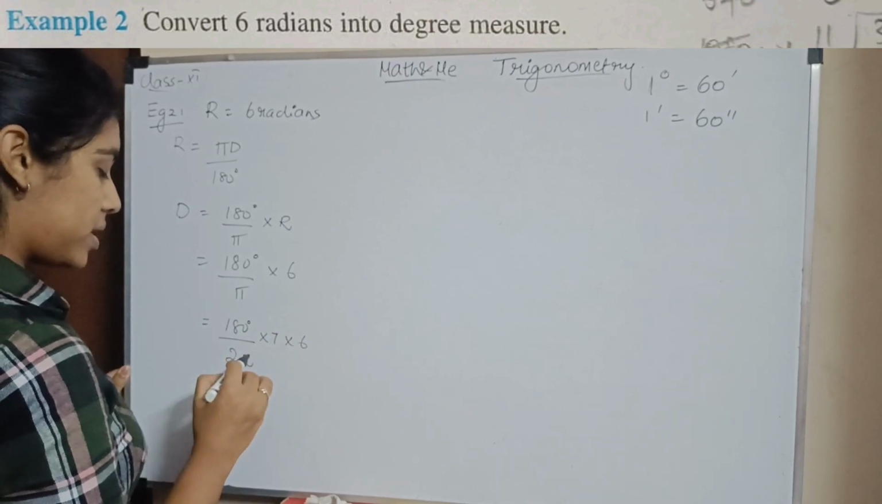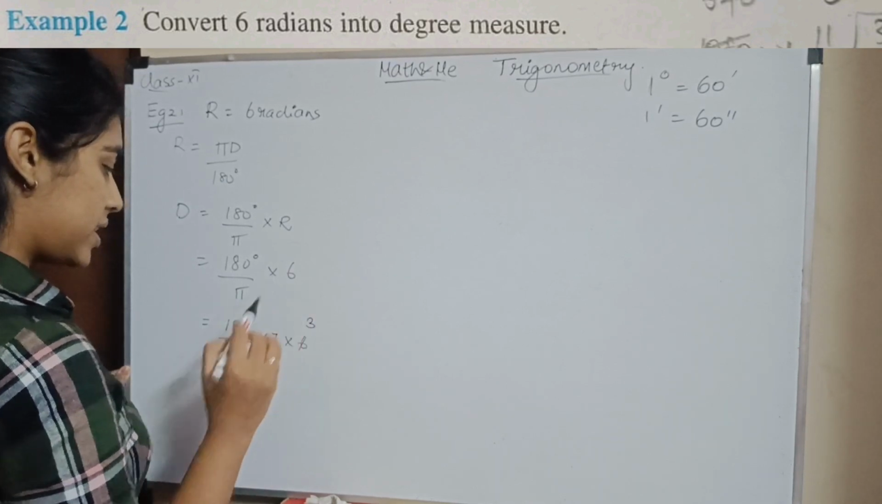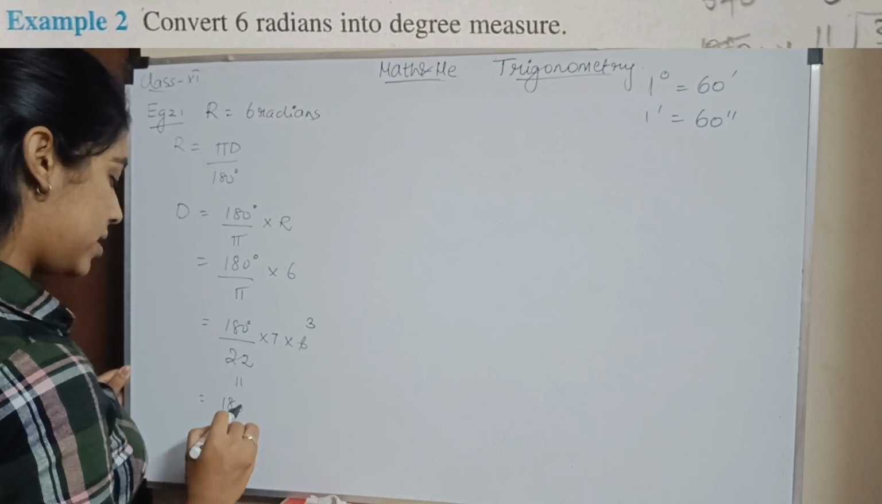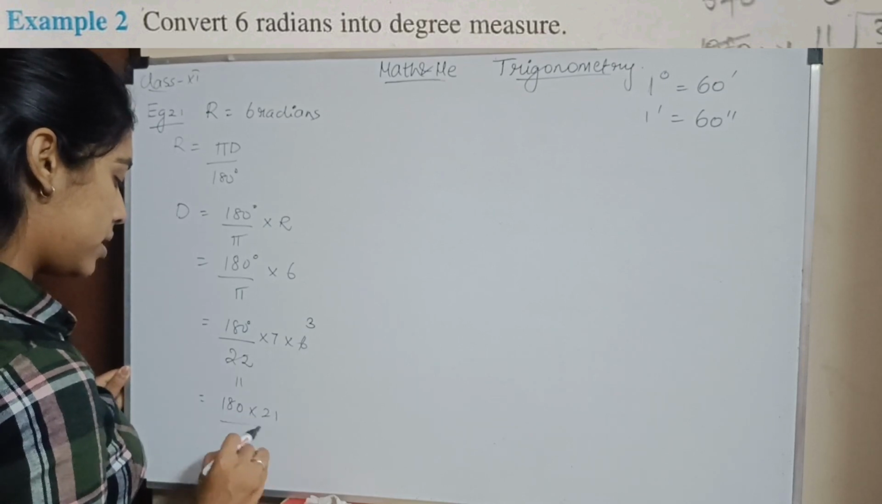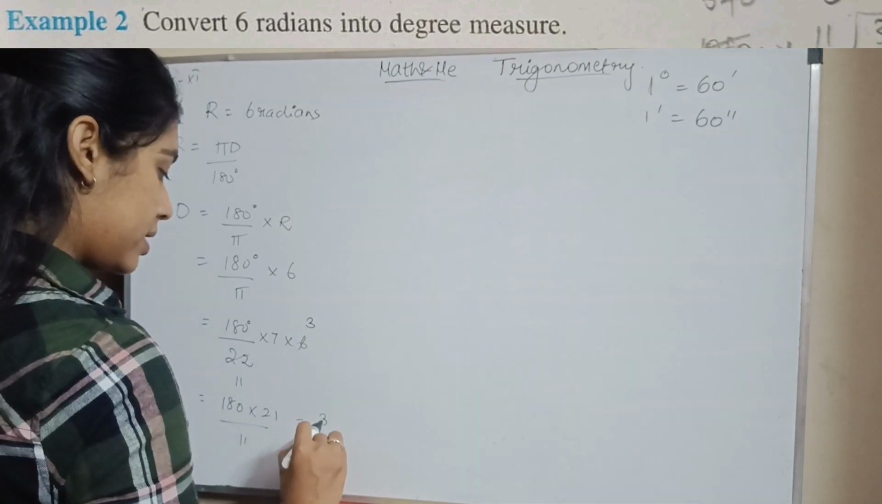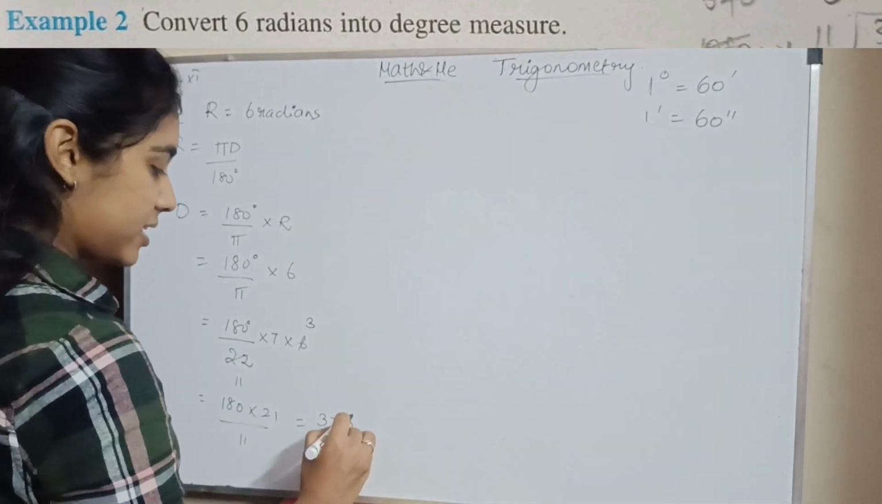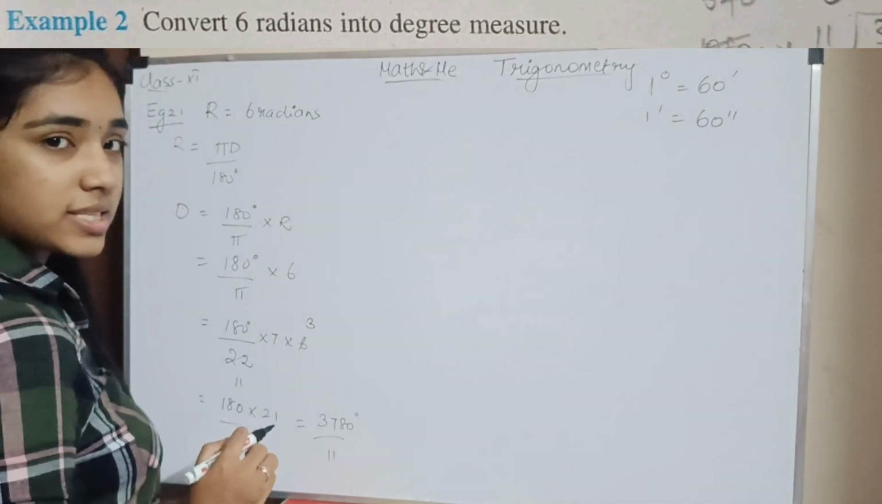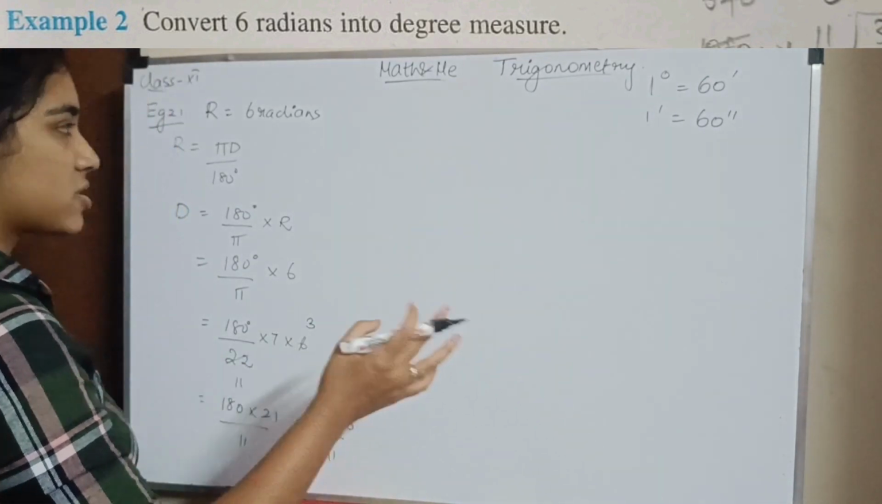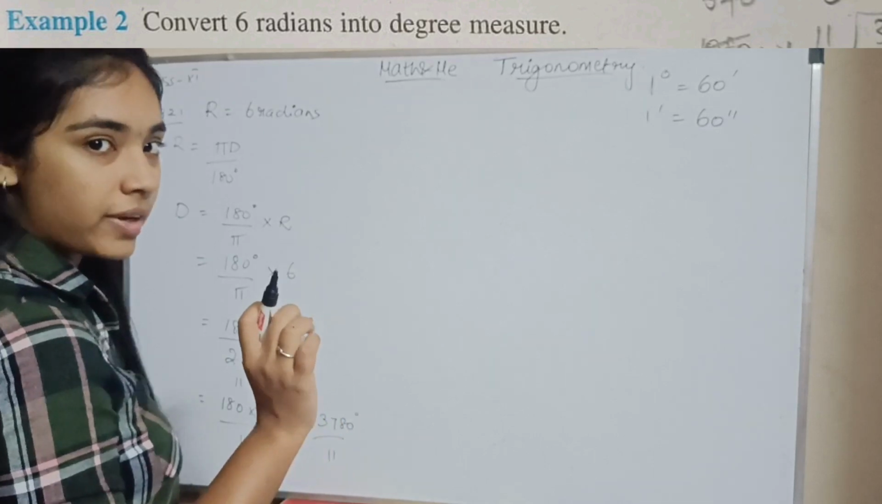So இப்போ இதை cancel பண்ணலாமா? I have 2 11s are 22, 3 2s are 6. So I'll have 180 times 21 divided by 11. So what I have? 3780 divided by 11. So இதை இப்படியே விடக்கூடாது. This is my degrees. Okay. So I have to convert this into degree, minutes and seconds. Okay. So that is the basic form of representing the degrees.